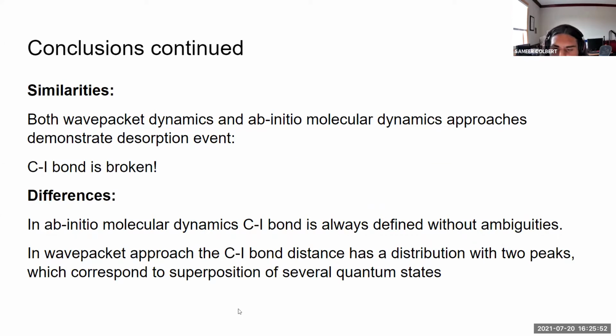Then another thing that was different was, in the wave packet approach, the carbon iodine bond distance has a distribution with two peaks which correspond to a superposition of several quantum states, whereas in the other way it was defined as one value.